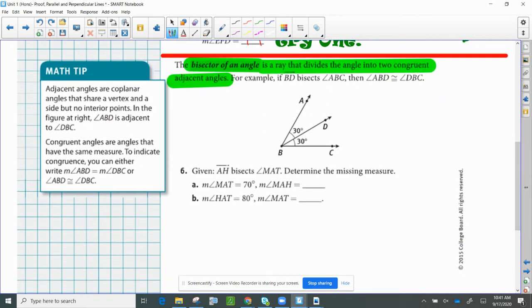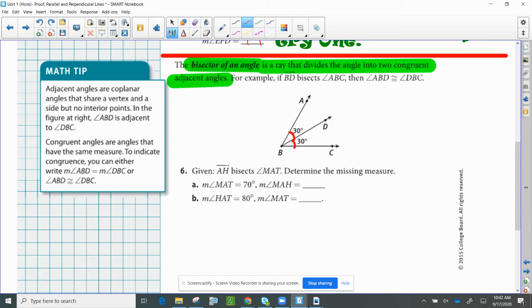The bisector of an angle is a ray that divides the angle into two congruent adjacent angles. So we have a big angle ABC here. This line in the middle, BD, if that is an angle bisector, that means it divides our angle into two congruent, remember congruent means equal, two equal parts. So if this little angle is 30 degrees, then angle CBD is also 30 degrees.